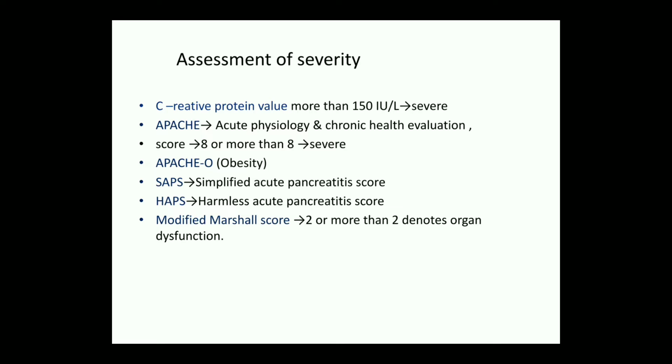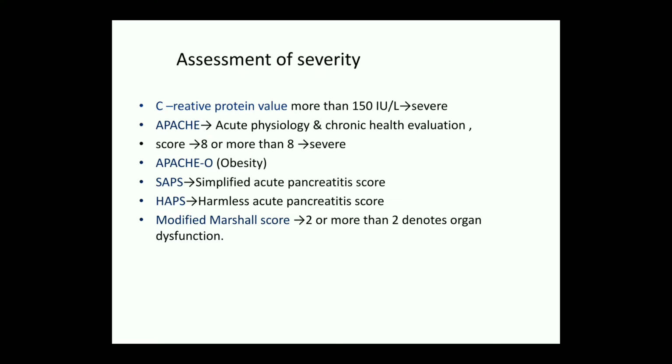Then there is the APACHE score, which is the Acute Physiology and Chronic Health Evaluation score, and a value of 8 or more than 8 is severe. That was a previous question. And there is an APACHE score specific for acute pancreatitis, which is APACHE-O. O stands for obesity, so in obese patients, acute pancreatitis can be a poor prognostic feature.